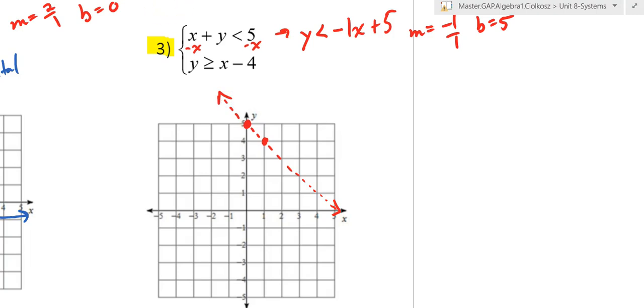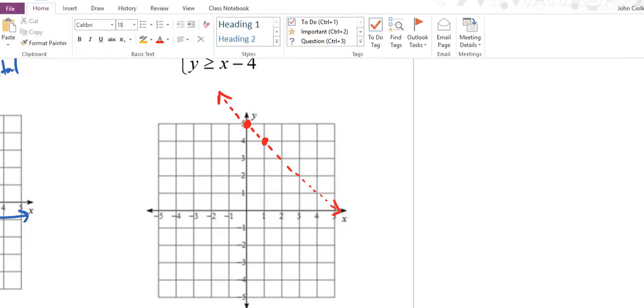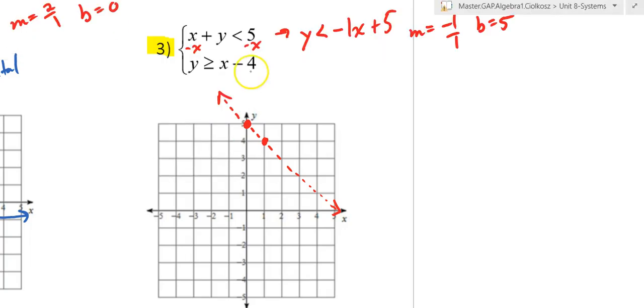Now for our blue line. Well, here it's already solved for y, so m is just 1 over 1, b is -4. It's or equal to, so it's a solid line.